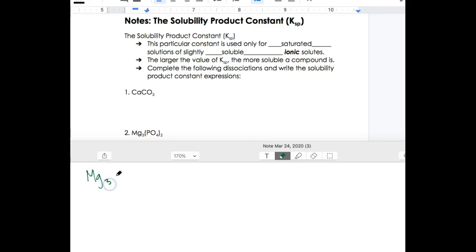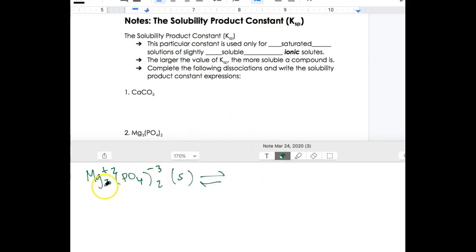So Mg3(PO4)2. Magnesium we know is +2, and then if we crisscross backwards, this would be -3. Or you just look at your flashcards and PO4 has a -3 charge. Again, it's a solid. Always assume it's a solid because it's going to dissolve. Anytime something is asking for a solubility product, know that the solid is on the left side.